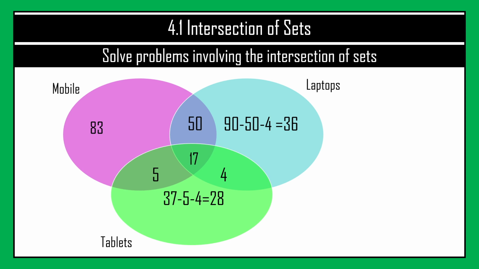Now because we already know that there are 17 students that have all three, we need to readjust the number of students that have laptops only. So we need to minus 17, which leaves us with 19. Same goes for the tablet, we need to readjust that figure because we already know that there are 17 students that have all three. So we need to minus 17 and it gives us 11.